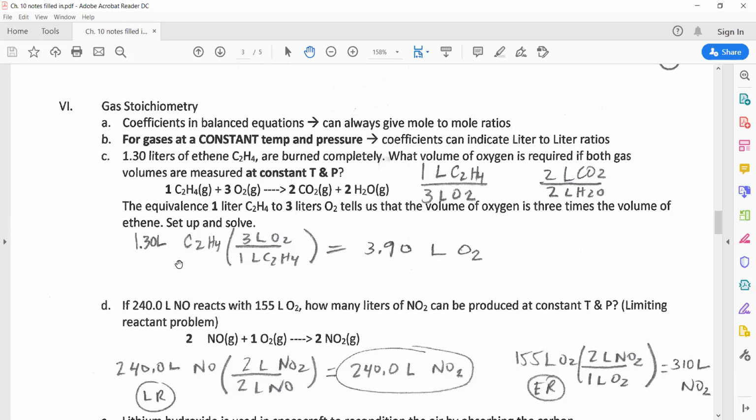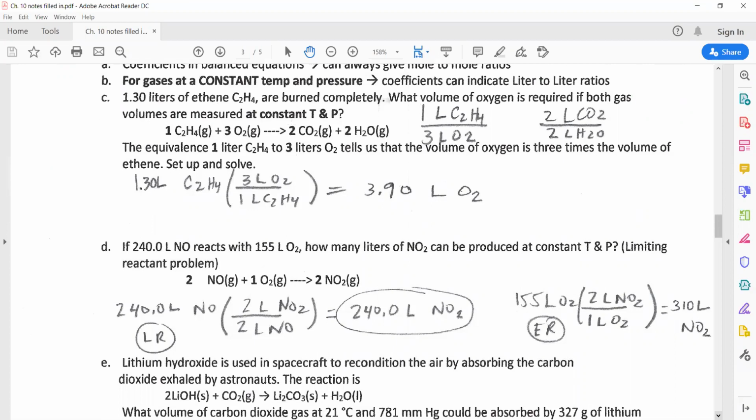Well, we know that we're starting with 1.30 liters of C2H4. And since we have constant temperature and pressure, we can go 1 liter of C2H4 on the bottom for every 3 liters of O2 up top. The 1 and the 3 are the coefficients again. So we multiply by 3 and we know that we will need 3.90 liters of oxygen.